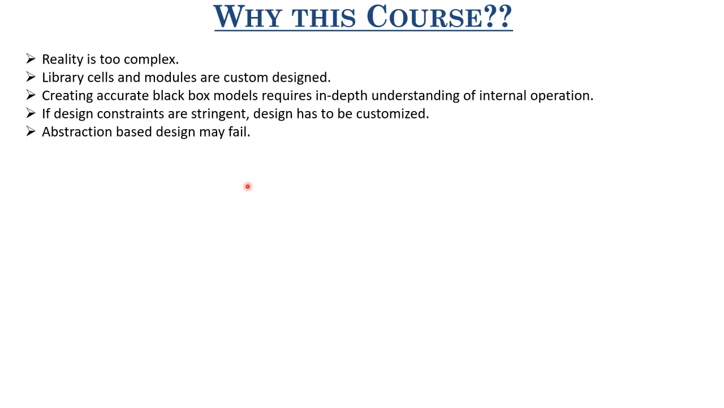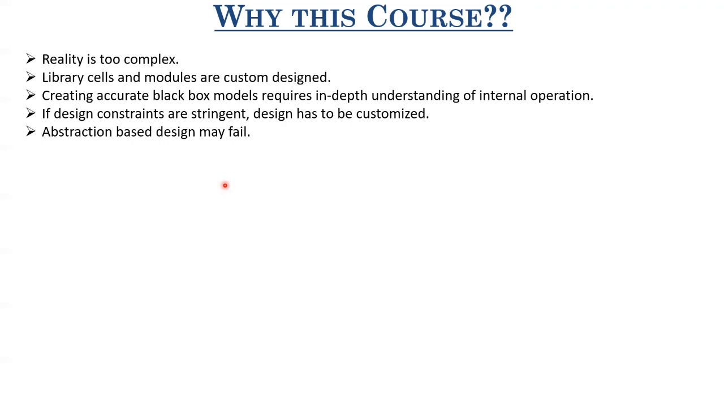Next is abstraction based design may fail. And why I am saying this, because with transistor scaling and with reduction of the interconnect wire width, what exactly has happened is you are trying to reduce the distance between two wires, as well as you are trying to reduce the width of the wire. So if you're reducing the width, the area of the wire is reduced. So it's increasing its resistance. First thing, resistance of the interconnects is increasing with technology scaling. And second, since you are reducing the spacing between the two wires, the capacitive coupling between them is also increasing.